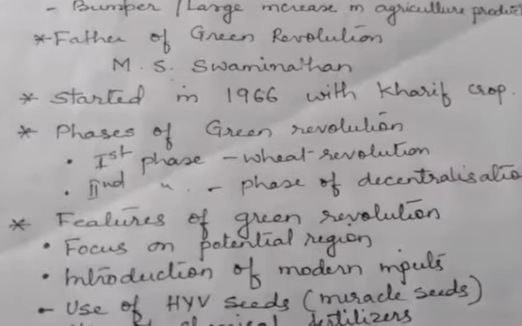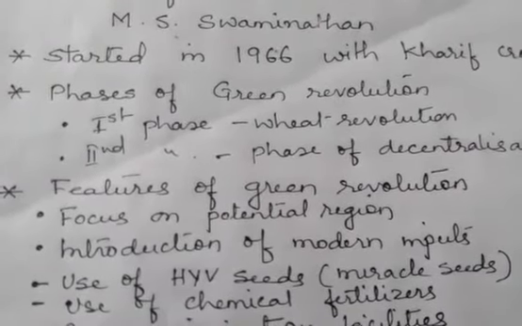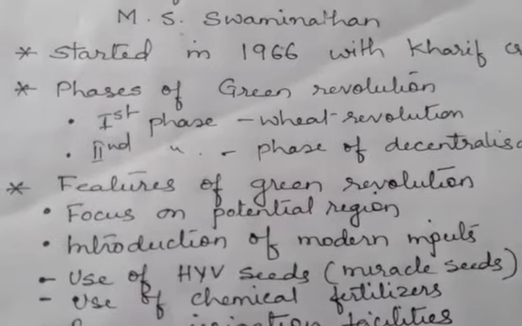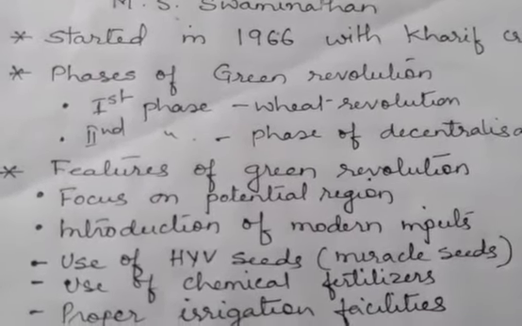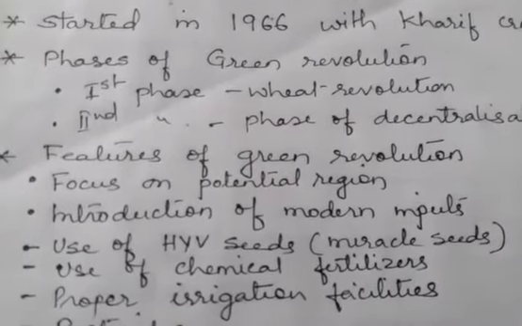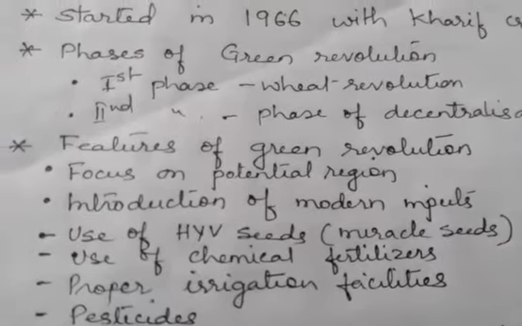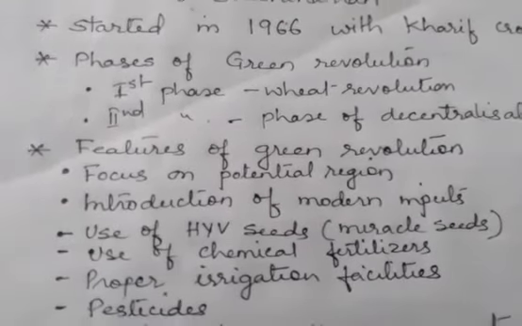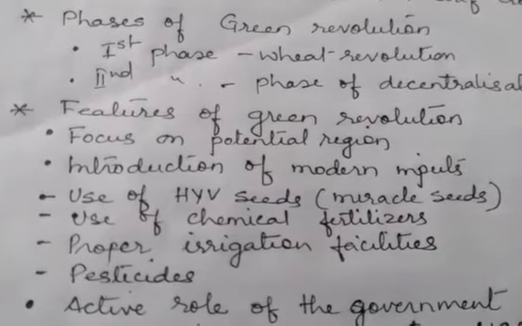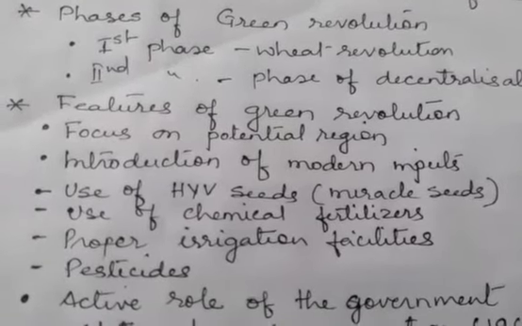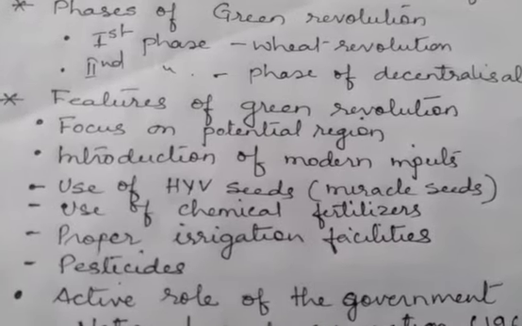The features of the Green Revolution. Features of the Green Revolution means it focused on the potential regions, that is, the main focus was on those areas which were very fertile and suitable for the production of a particular crop. So focus was on that. The second, it introduced modern inputs. Modern inputs included tractors, harvesters, threshers, etc. in agriculture, which were earlier not there.